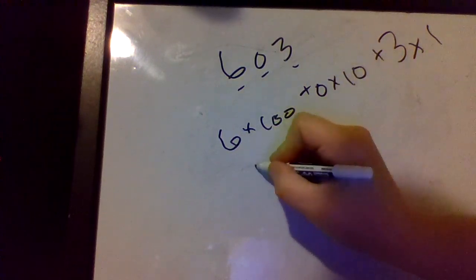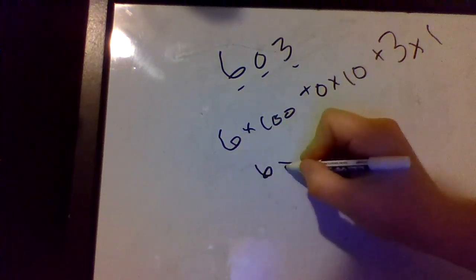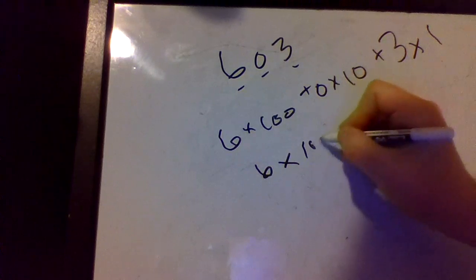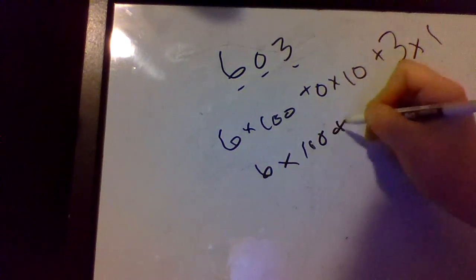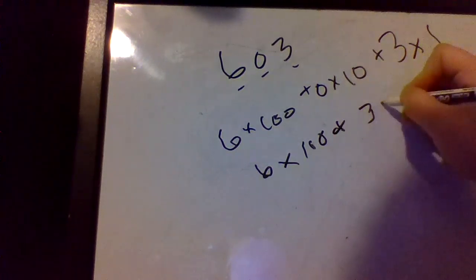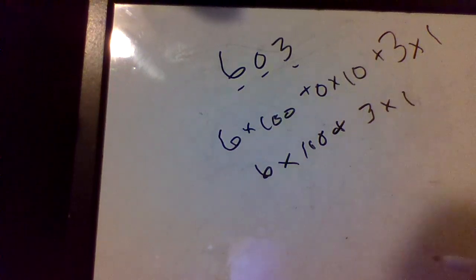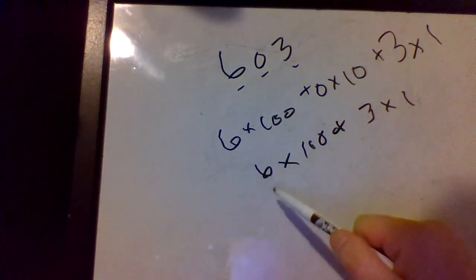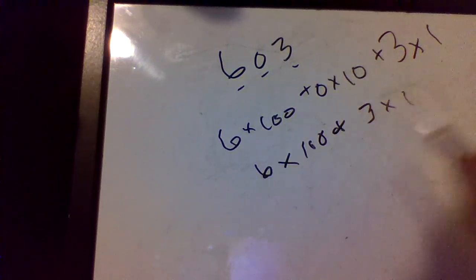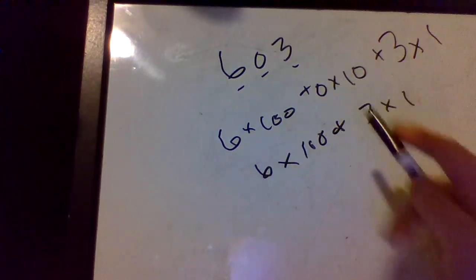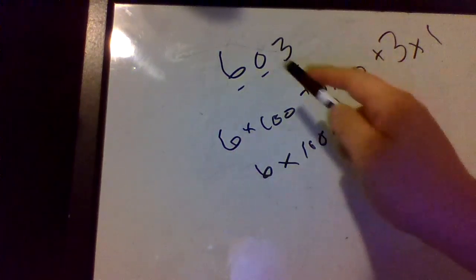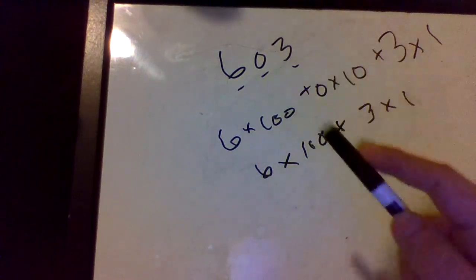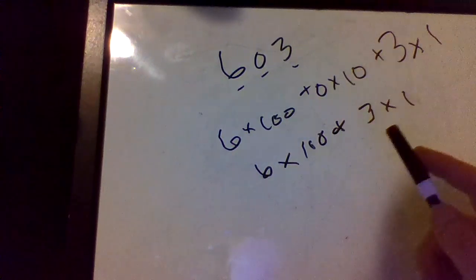And it can also be written like this: 6 groups of 100 plus 3 groups of 1. Either way is fine. On a multiple choice test, you're more likely to see it like this. But just know that that's why you can't just discount this 0, and you have to pay attention to your place value.